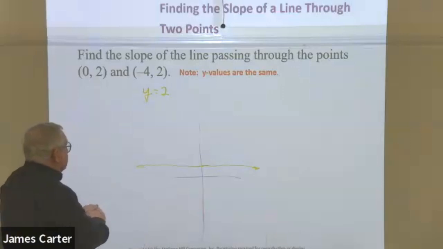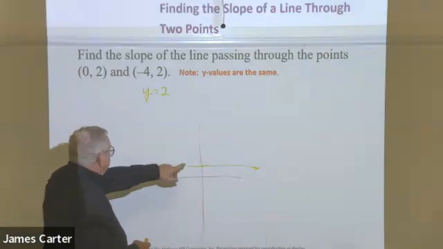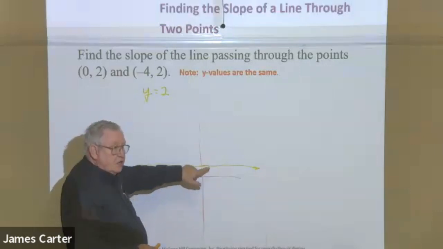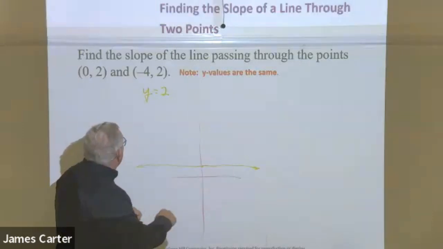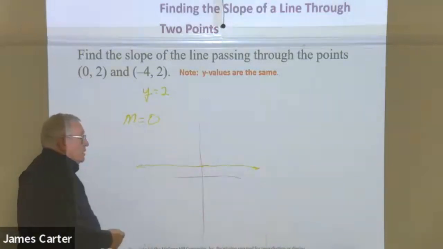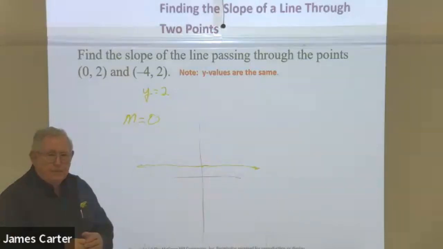Now, what about the slope of this? How much does it go up and over? It doesn't. It stays at the 0 level. So m on a horizontal line is always equal to 0.